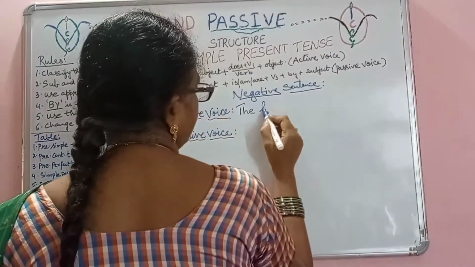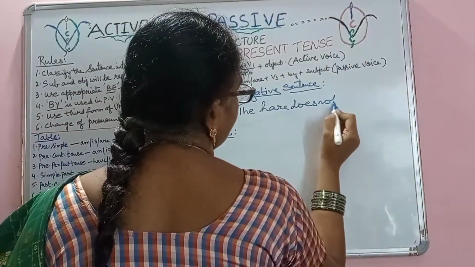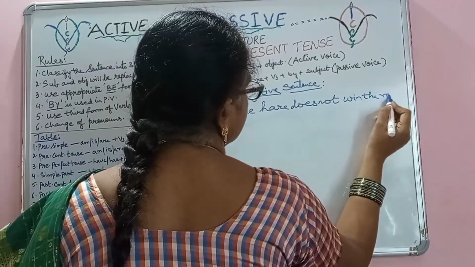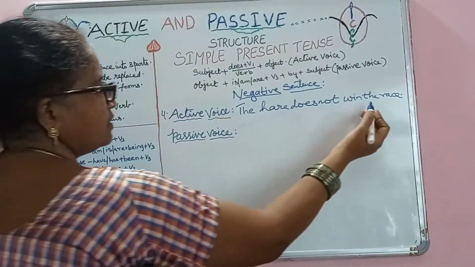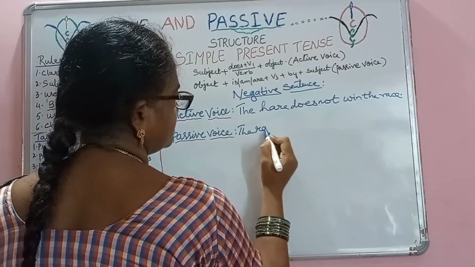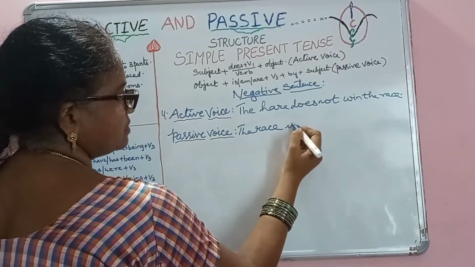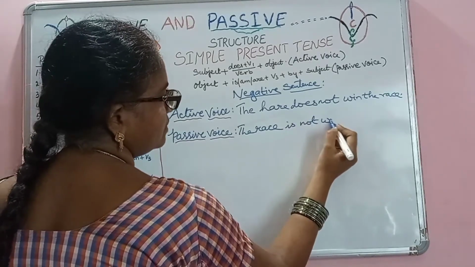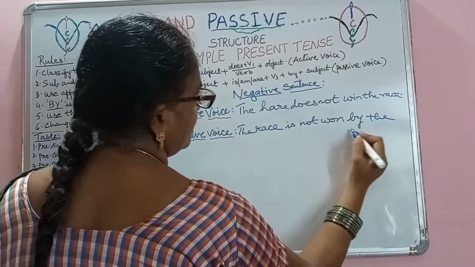The hare does not win the race. See here the sentence. Just bring the object to the subject as the race. Okay, and follow this with is. The race is not won by the hare.